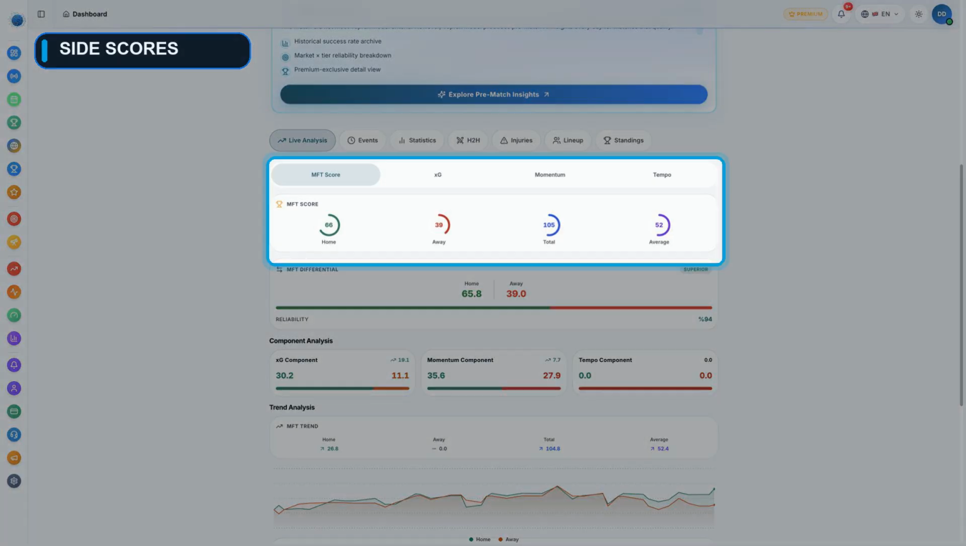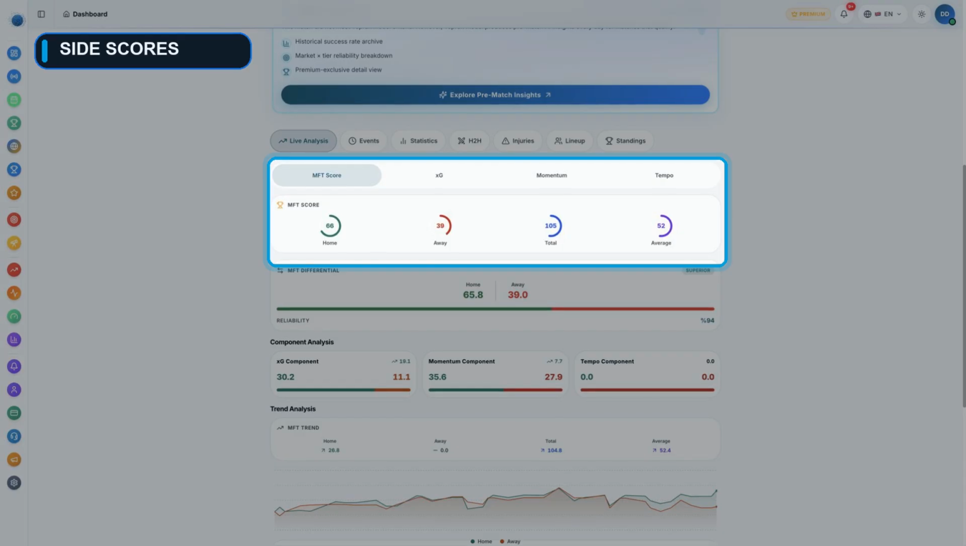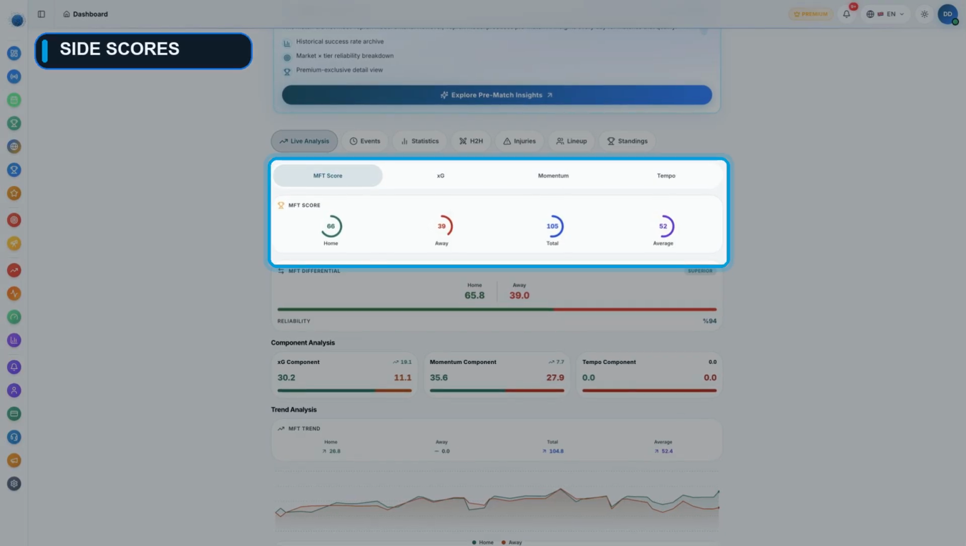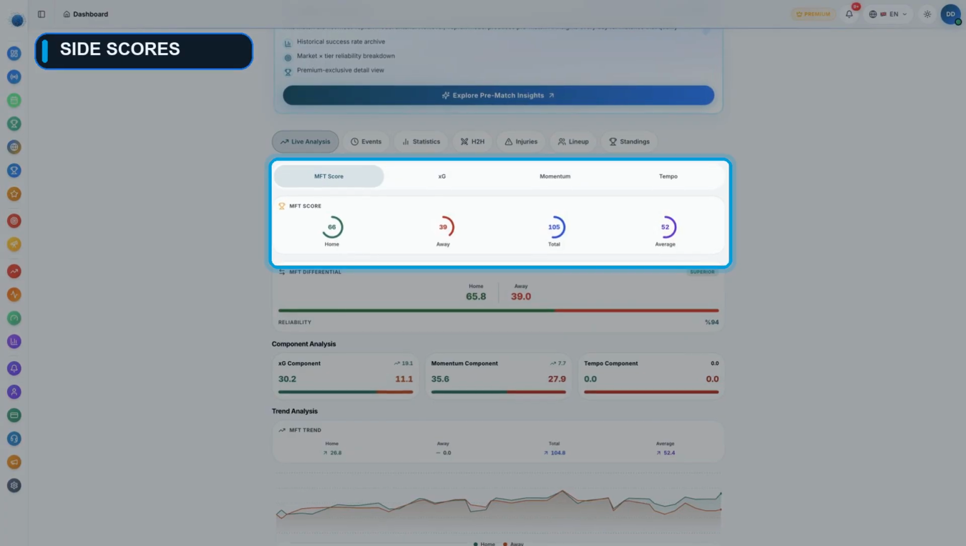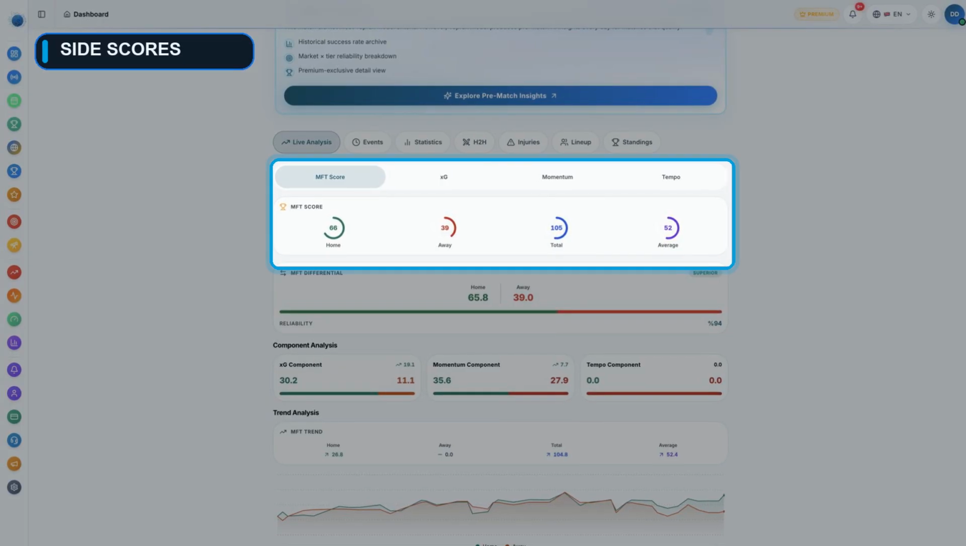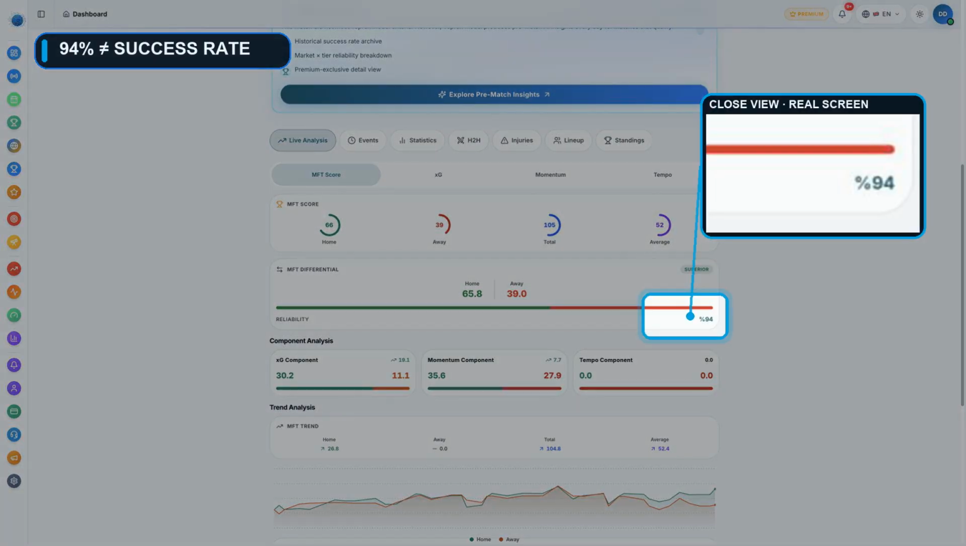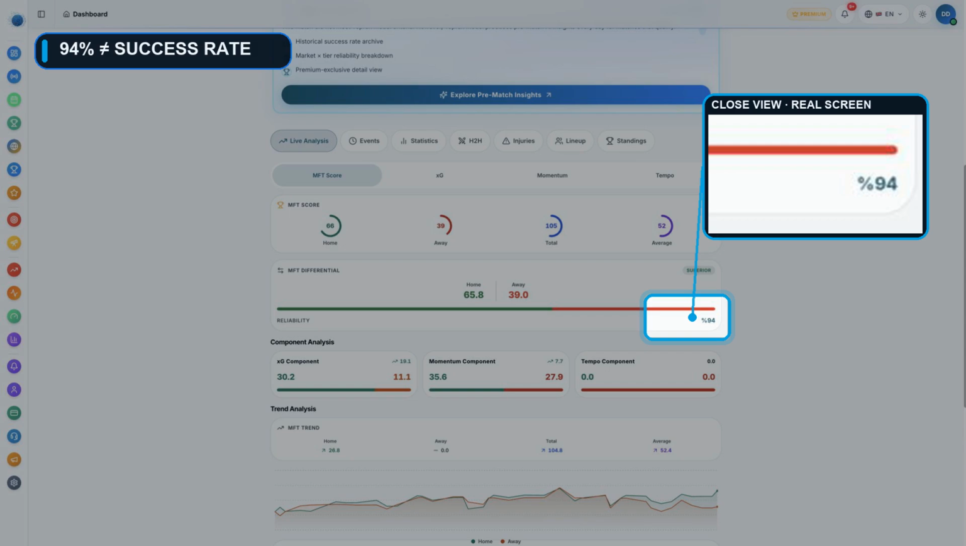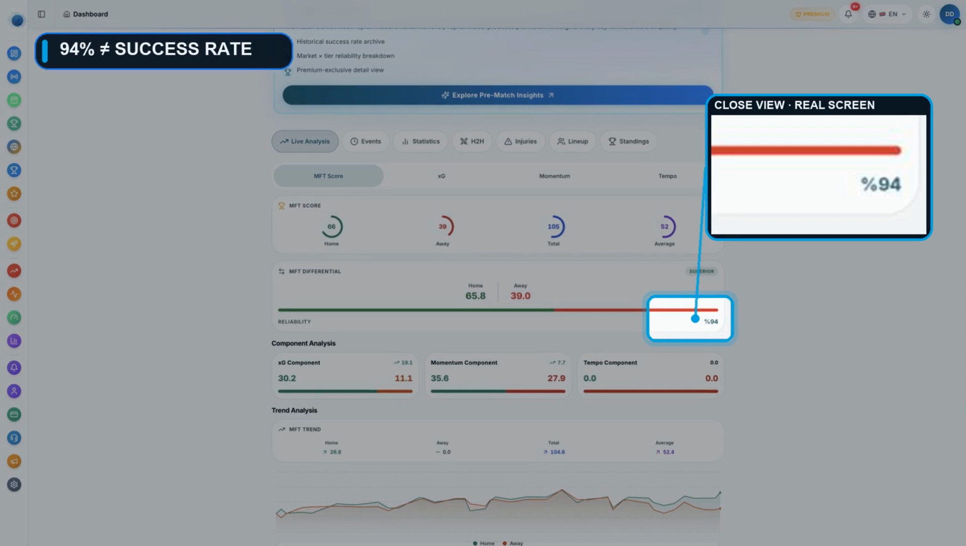The MFT view compares the home and away sides on one screen. Here, the MFT side scores are 66 and 39. The total is 105, and the average is 52. In the differential area, home is 65.8, away is 39.0, and the label reads superior. Treat this as a side comparison view, not a result prediction. Superior shows which side is ahead on screen at that moment, or in this example's final view. The fact that the match ended 1-2 shows that this label does not automatically turn into the score.